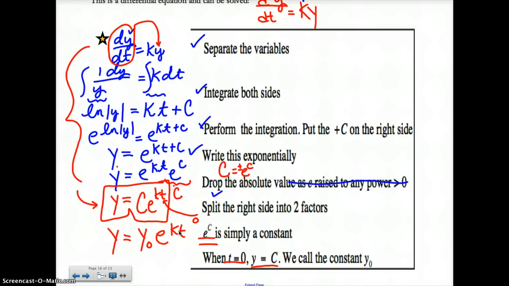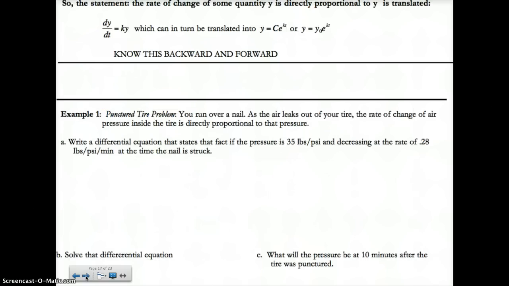And again, once we apply this to an actual problem, we'll get a better visual of what's going on here with all the y's and the k's and the t's. But for now, let's go to the next page. So this is what I just worked out for you, and I think it's important. It says know this backward and forward. I would say if you can create it, you don't have to memorize it, but let's go write it down.